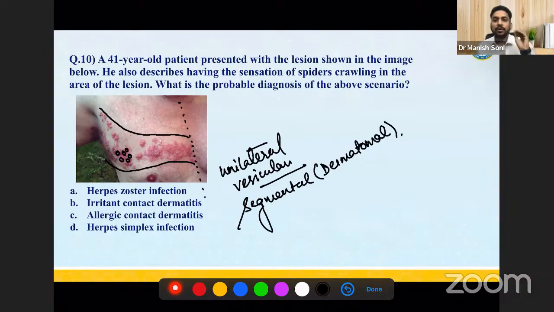And a very important clue is that the patient describes having a sensation of spiders crawling in the area of the lesion. So the patient has pain, and what kind of pain? Pain as if spiders are crawling there. Okay, this is known as paresthesia. So there is paresthesia, a feeling of spider crawling, or sometimes even when clothes touch that area, the patient has a strong sensation of pain or burning sensation. That is a very characteristic feature of herpes zoster.